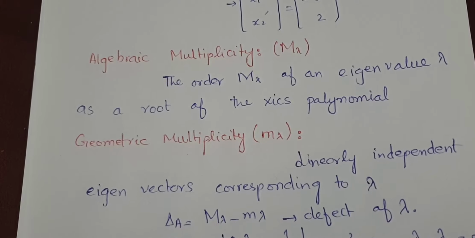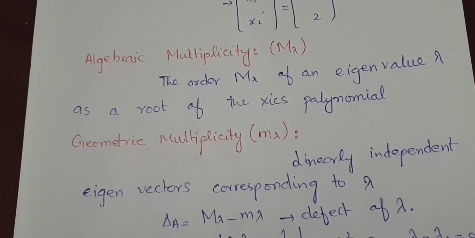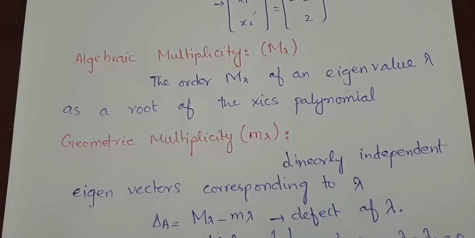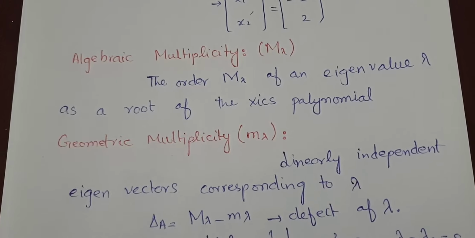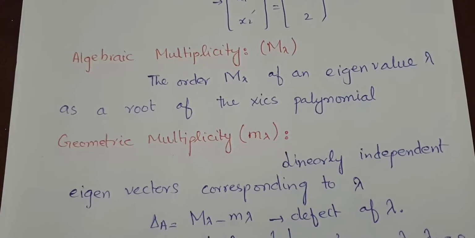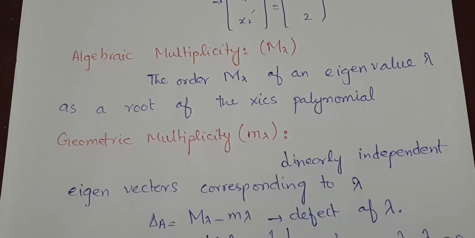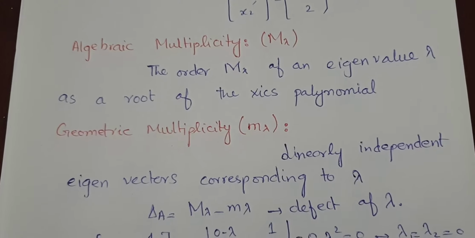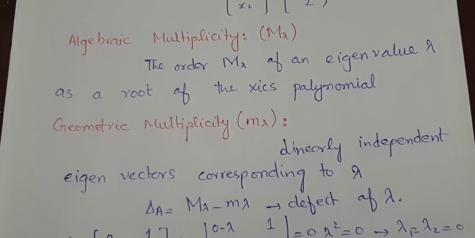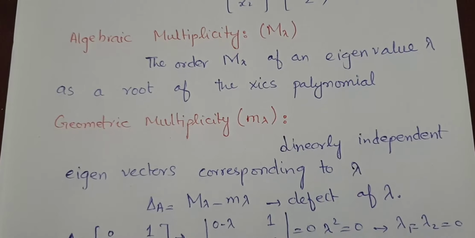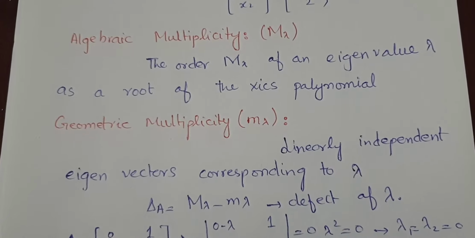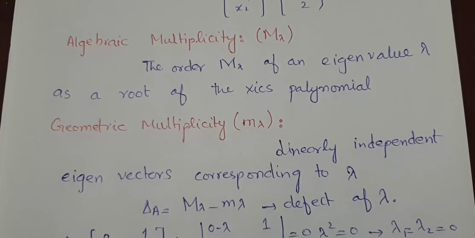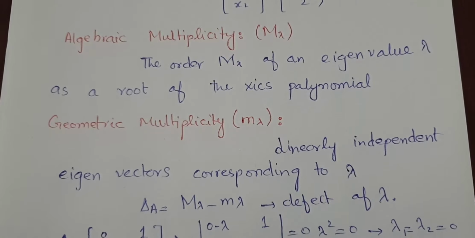Then the order of the repetition of the lambda is actually called the algebraic multiplicity. So the order M(lambda) of an eigenvalue lambda as a root of the characteristic polynomial is called the algebraic multiplicity, and the next term, the geometric multiplicity, can be defined as the number of linearly independent eigenvectors corresponding to that lambda. Then there is another term called the defect, given as the difference of capital M(lambda) and small m(lambda). So the difference between the algebraic multiplicity and the geometric multiplicity is called the defect of this lambda.